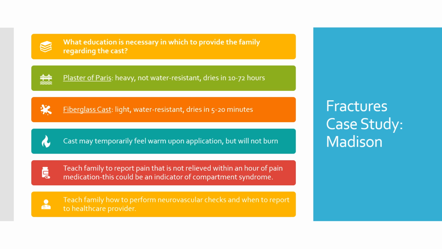So let's start out with teaching them about the types of casts, which we have our plaster cast. It is heavy, it's not water resistant, and it takes a long time to dry, 10 to 72 hours. Our fiberglass cast is light, water resistant, and dries quickly in 5 to 20 minutes.